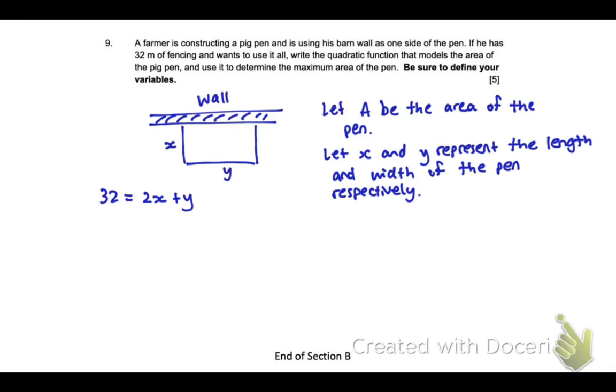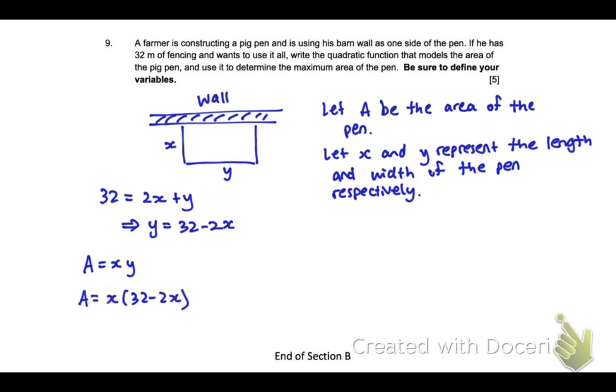Notice that we have 2 sides of length x in our pig pen and 1 side of length y in our pig pen. Using this equation, we can rearrange it to solve for y, and you'll see why this is useful in a moment. We can write a second equation representing the area of the pig pen, which is x times y. Let's now replace y in our area equation with 32 minus 2x.